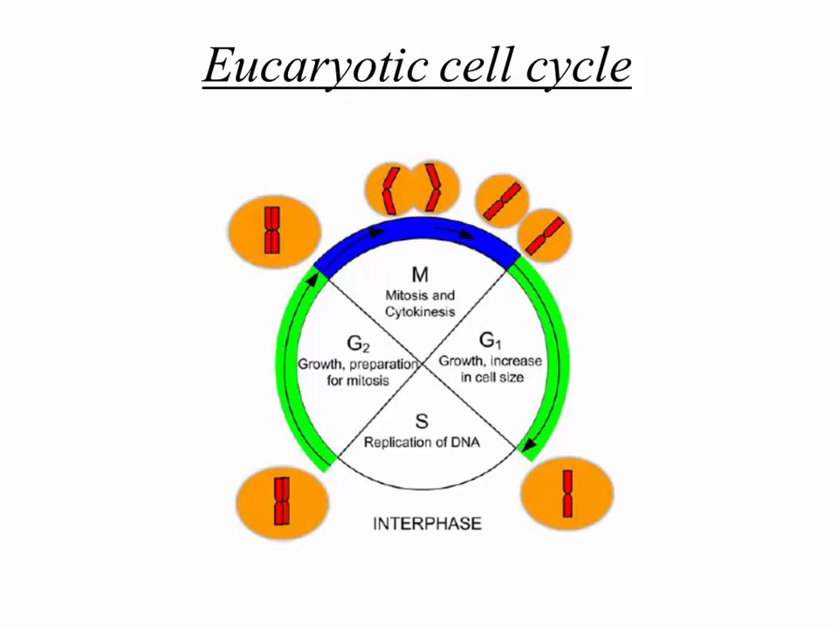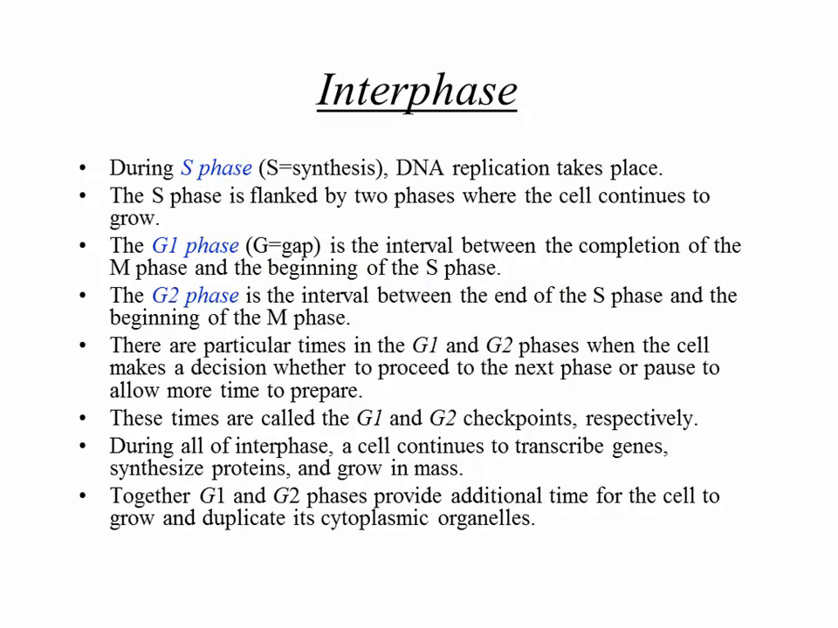So you are going to have these G1, gap 1, and G2, gap 2 phases to ensure that the cell gets enough time to grow in size. So all this stuff is spelled out here, right? During S phase, S is synthesis, DNA replication takes place. Then the S phase is flanked by two phases where the cell continues to grow. I talked about the G1 phase and the G2 phase.